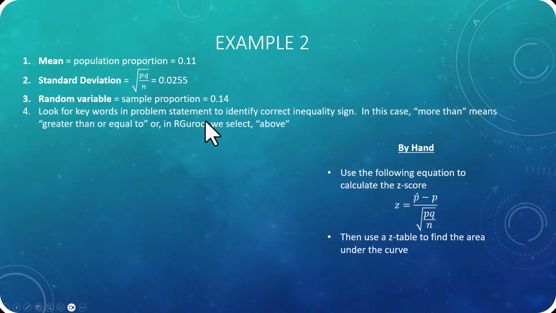And of course, as far as our inequality, we just look for our keywords in our problem statement. So in our problem, it said, what is the probability that more than 14% of the sample are left-handed? So that would be greater than or equal to or above. So let's go back to our technology and see if we can generate a picture of what we're looking for.